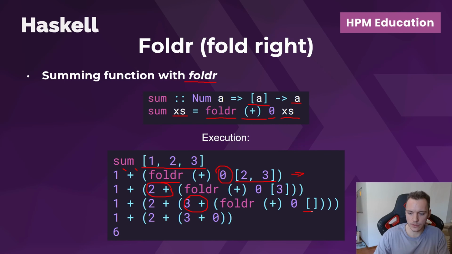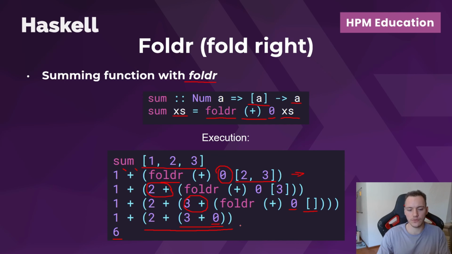And then finally we get to the case where we have an empty list, in which case we just return the starting value, which is 0. So this evaluates to just 0. And what we end up with is that the most nested brackets are on the right. So we would first evaluate 3 plus 0, then 2 plus the result of 3 plus 0, and then 1 plus the result of 2 plus 3 plus 0. We finally get to 6. In this case, this is a summing function.